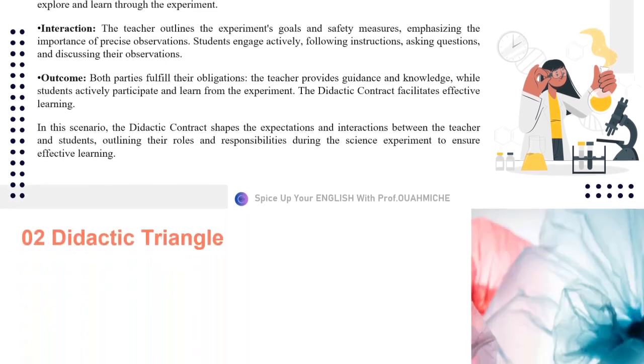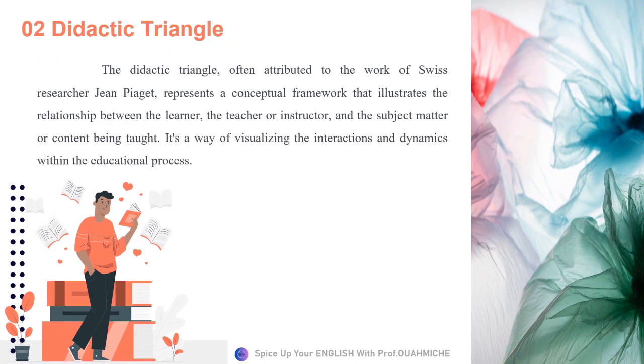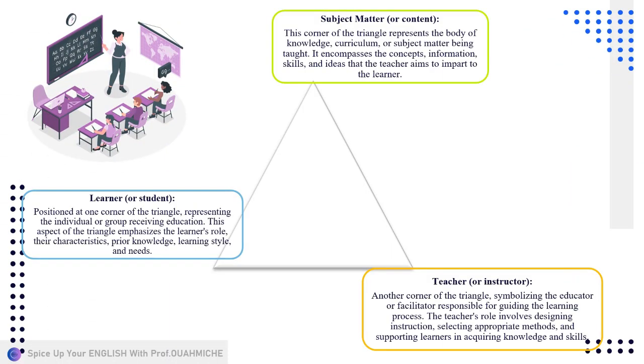Number 2. Didactic triangle. The didactic triangle, often attributed to the work of Swiss researcher Jean Piaget, represents a conceptual framework that illustrates the relationship between the learner, the teacher or instructor, and the subject matter or content being taught. It's a way of visualizing the interactions and dynamics within the educational process. Let's take a look at this infograph of the didactic triangle.